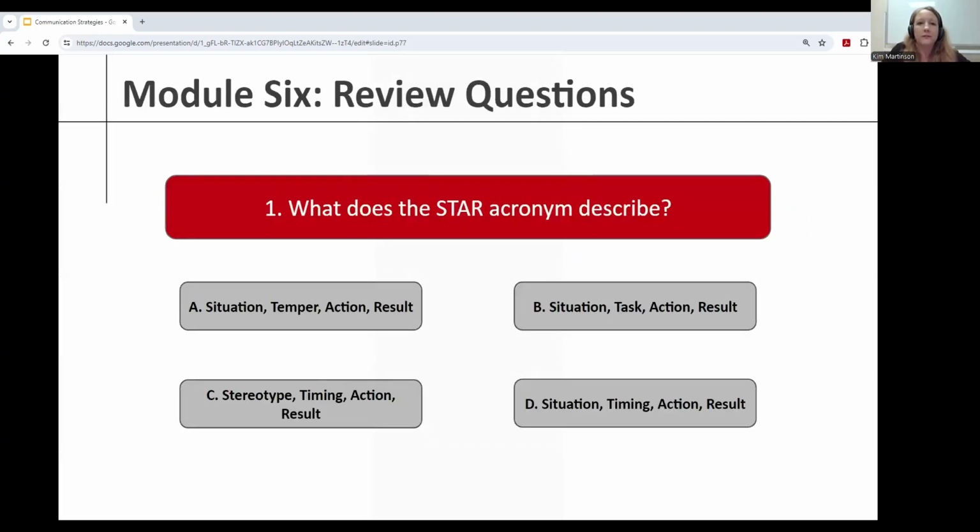Okay, question. What does the STAR acronym describe? A, situation, temper, action, and result. B, situation, task, action, result. C, stereotypes, timing, action, and result. And D, situation, timing, action, result. Any takers? Great. B is correct: situation, task, action, and results. That's what STAR stands for.